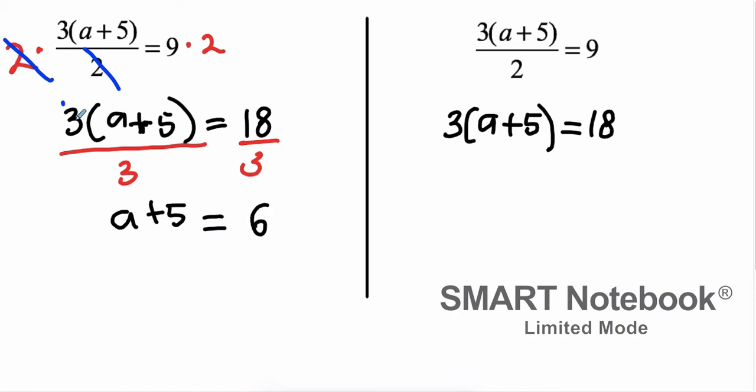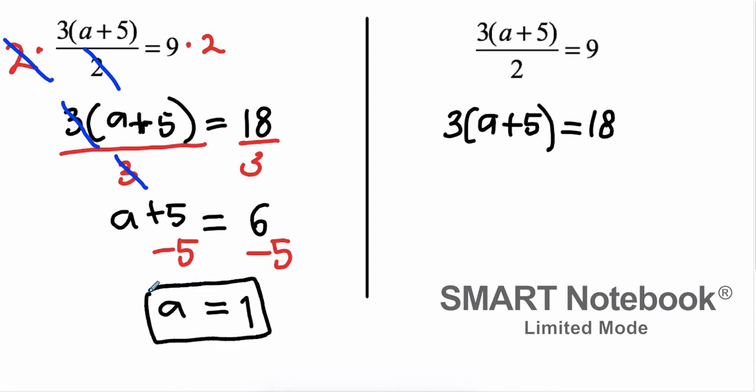And we know that this one cancels out. And now what we have to do is to make a the subject by subtracting 5 from both sides. And this will give us the result a equals 6 subtract 5, which is 1. So we know that the value of a should be 1.